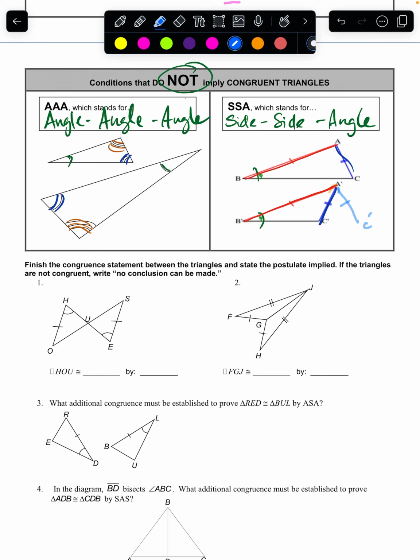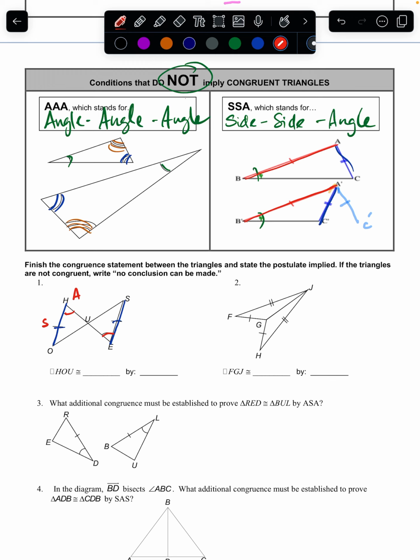All right, so let's look at these examples here on the bottom. Finish the congruence statement between the triangles and state the postulate implied. If the triangles are not congruent, write no conclusion can be made. So let's look at number one. Let's see. This says that one hash mark here. So HO and SE are corresponding sides that are congruent. It also says that my angle here and my angle here, angle H and angle E, are congruent. So I have an S and I have an A.